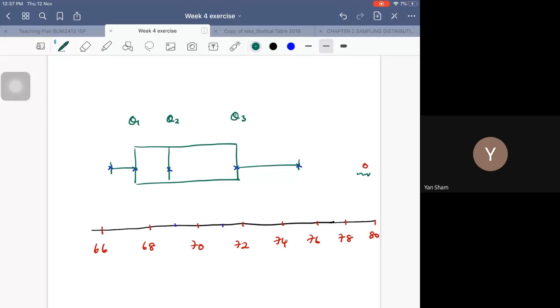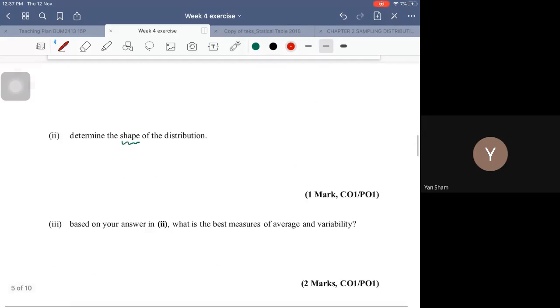Right. Exactly. So it's going to be right skew. Remember, the median is going to be the peak. So when I draw this, this is going to be the peak and then it's going to start fluttering towards the right. So therefore, this is the case of right skew. So the shape is going to be right skew.